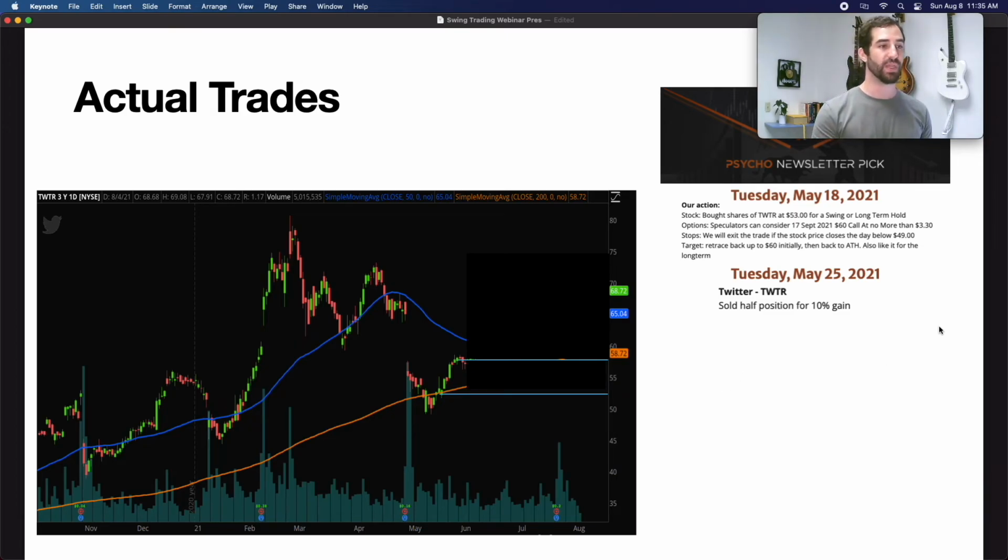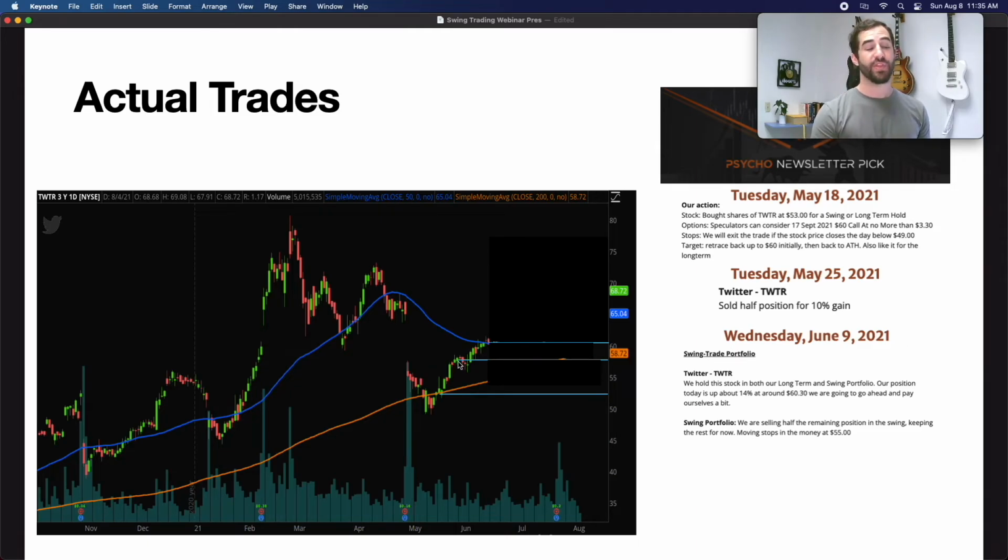Anyway, thank God the thing sort of pulled back a little bit, but then went up again, and it touched the 50 MA, and we sent another alert. Okay, so now we're selling half of our remaining position at about a 14% gain. Okay, so now things start to become a little bit more interesting. All right, so we sold for a 14% gain, and we moved the stops on the remainder of our position to 55.